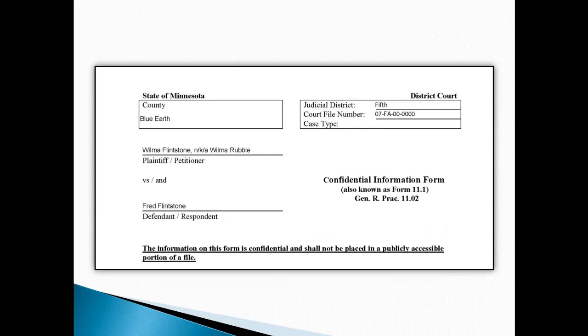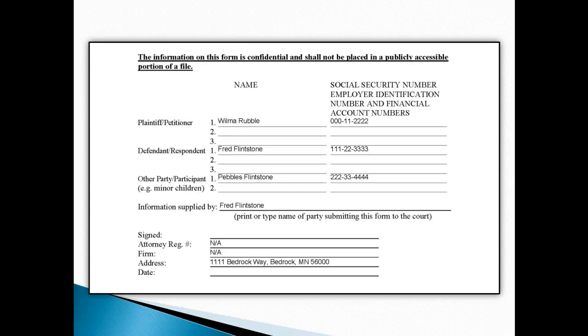Fill out the caption of the form just as you have for all your other court forms: the county, judicial district, court file number, and the names of the parties. Next, write in each party's Social Security number. If you do not know the other party's Social Security number, you can write in unknown. Write your name on the line that asks who supplied the information. You do not have to fill in the attorney registration number or the firm name because you are not an attorney. Write in your address and then sign and date the form.